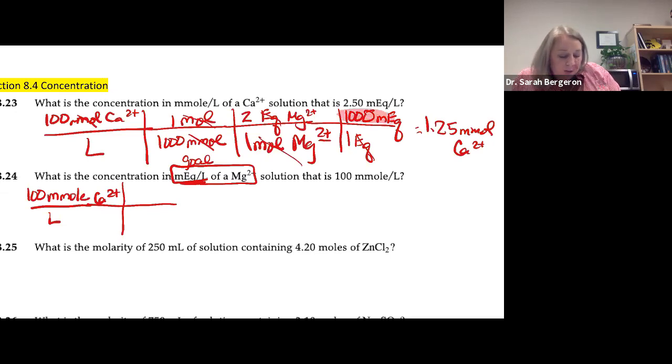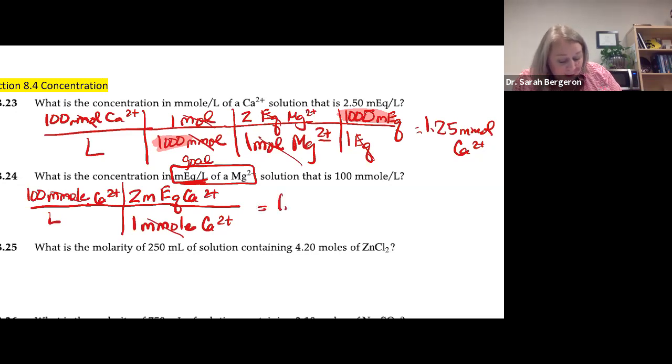Now I'm going to show you the shortcut. Do you see this? We have 1,000 and 1,000. They're going to cancel each other out. So if you're in millimoles, you can convert from millimoles to milliequivalents, right? So I know that in 1 millimole of Ca2+, I have 2 milliequivalents of Ca2+. And that's all I have to do because I've canceled my millimoles and now I'm in milliequivalents per liter, right?